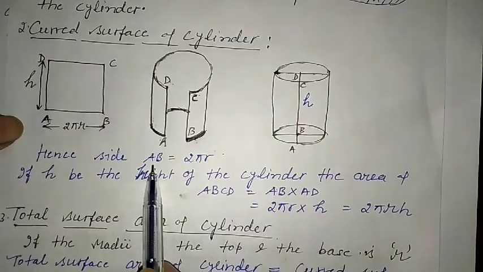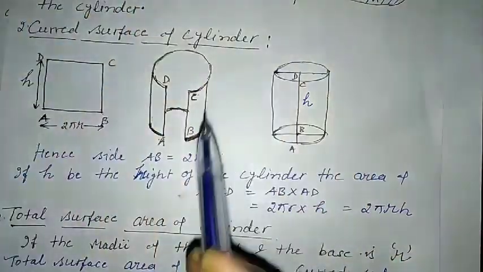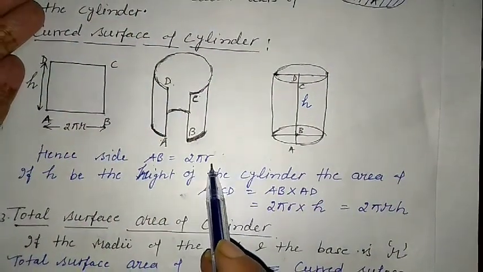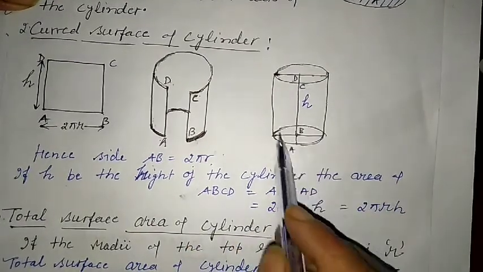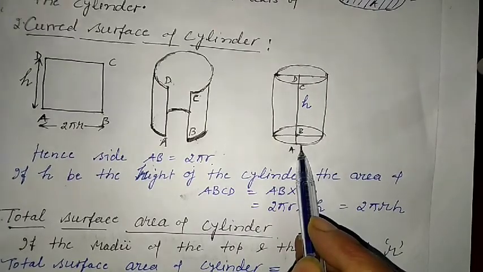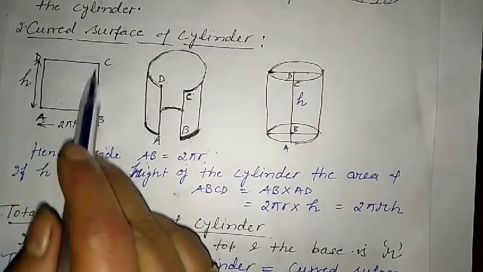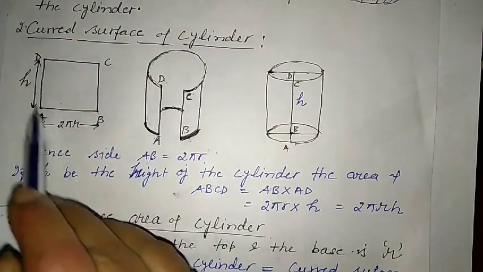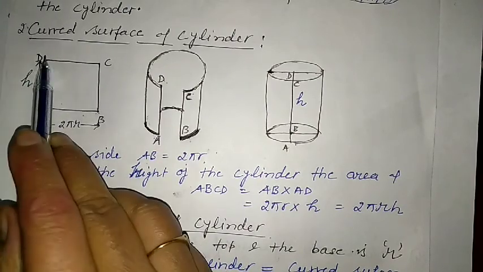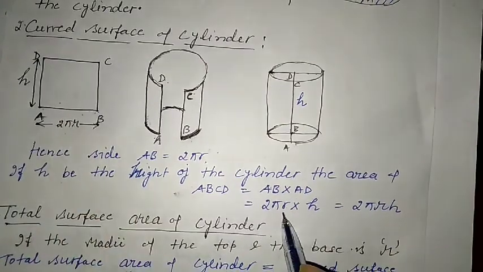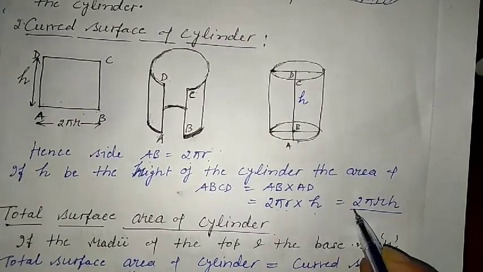So side AB, because this is in circular shape, the length of the circular shape is known as the circumference. That is 2 pi r. If h is the height and the base is the circumference, 2 pi r, then what will be the area of ABCD? You know that for a rectangular piece it is length times breadth, that is AB and here is AD. AB we have here as 2 pi r and height we have here as h. So it becomes 2 pi r h.